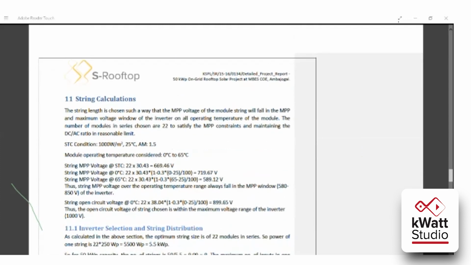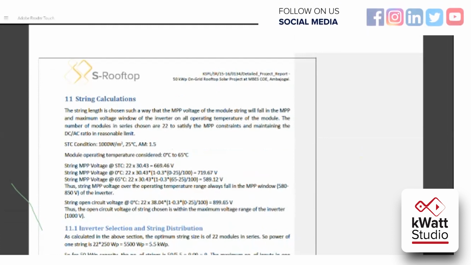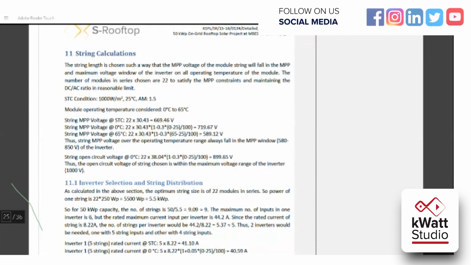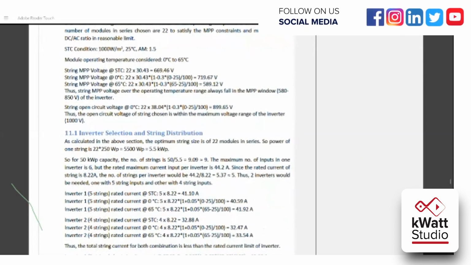Again, the string calculation, as I told you, I'm not going to explain how the string calculation is done over here because it's a very long process which we will explain in system designing in the next session. But for your general information, we have a total of 200 modules. For inverter 1, we have 5 strings, each string with 22 modules. And for inverter 2, we have 4 strings, each string with 22 modules. So a total of 9 strings are there.